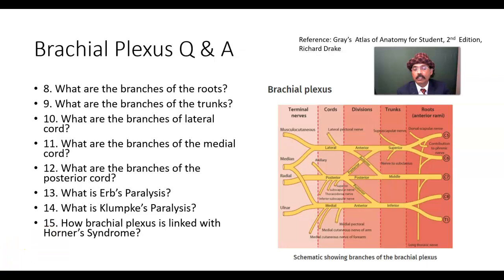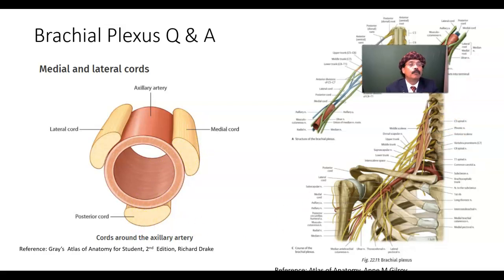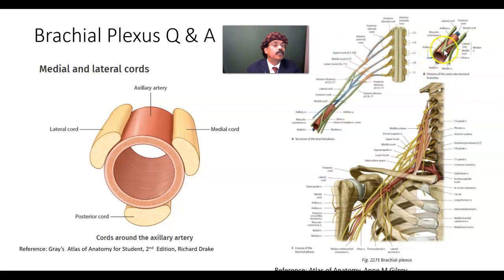Okay, we got that. Now we'll go to this image. Look at that. This is the axillary artery. Lateral cord is lateral to it. Medial cord is medial to it. Posterior cord is posterior to it. Okay, we got that. Here we got the lateral cord, medial cord, and certainly we'll get the posterior cord. Okay, this is the median nerve formation, getting contribution from both the lateral cord and the medial cord.